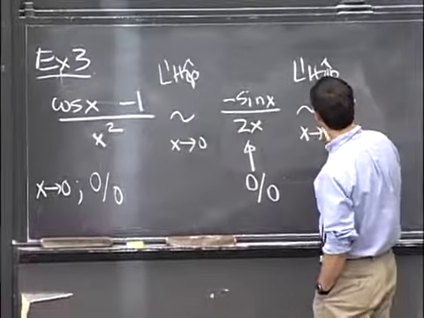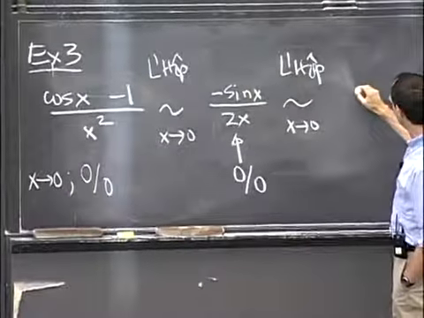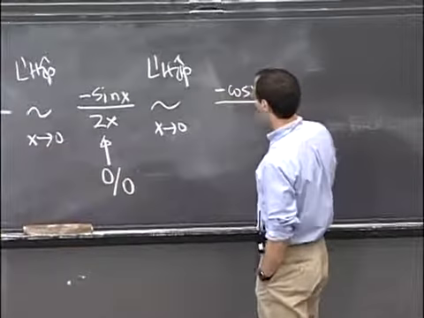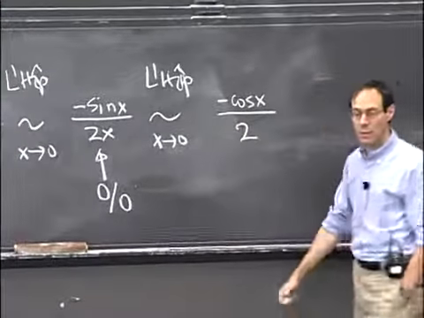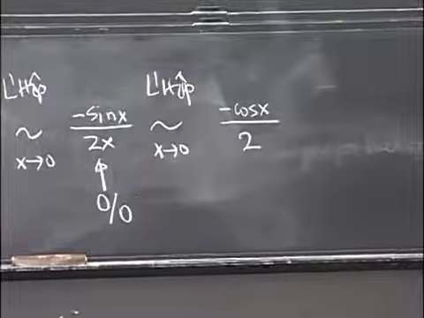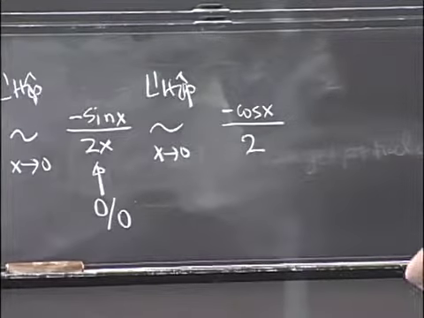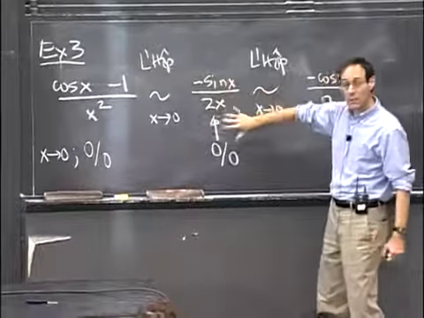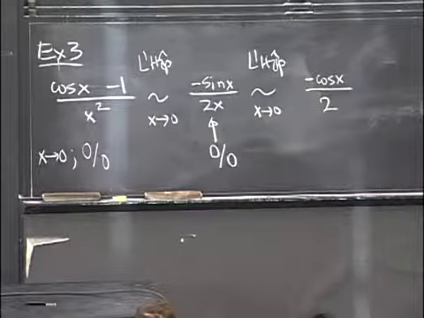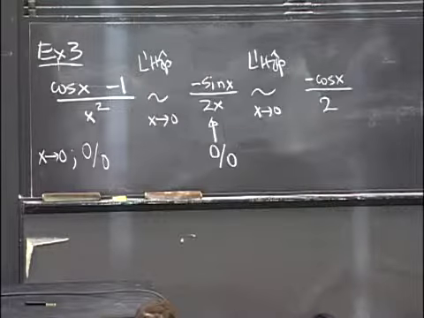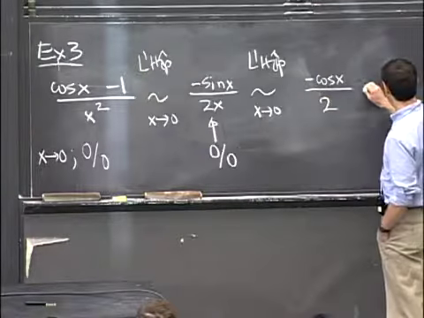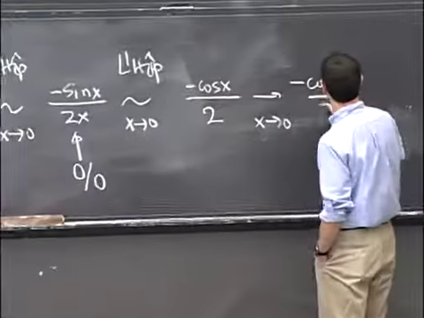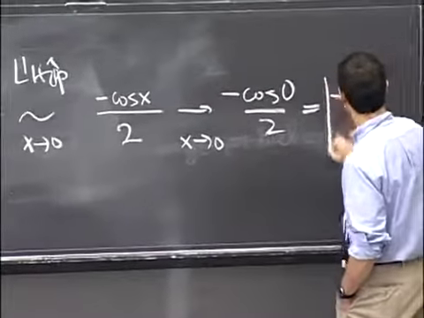And as x goes to 0, this is the same thing as, again, differentiating the numerator and denominator. So here I get minus cosine x in the numerator, and I get 2 in the denominator. Again, this is way easier than differentiating ratios of functions. We're only differentiating the numerator and the denominator separately. And now, this is the end. As x goes to 0, this is minus cosine of 0 divided by 2, which is minus 1/2.